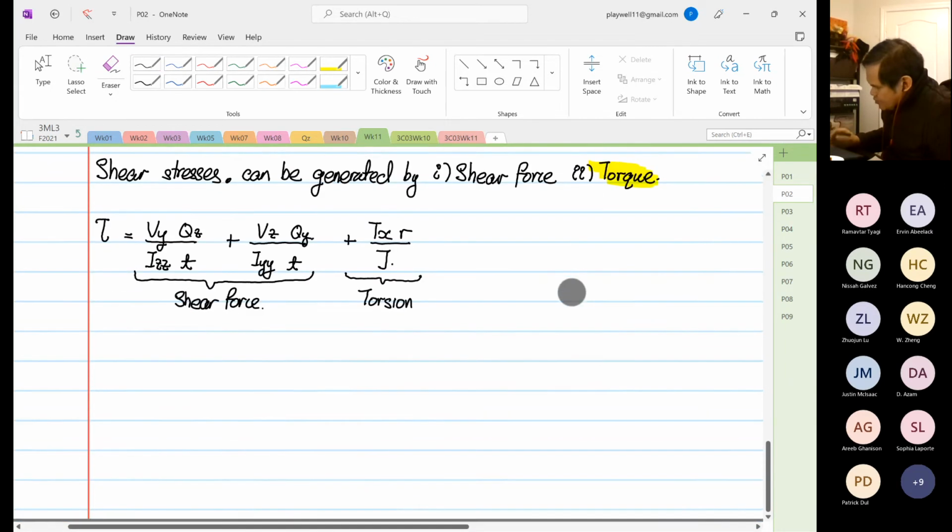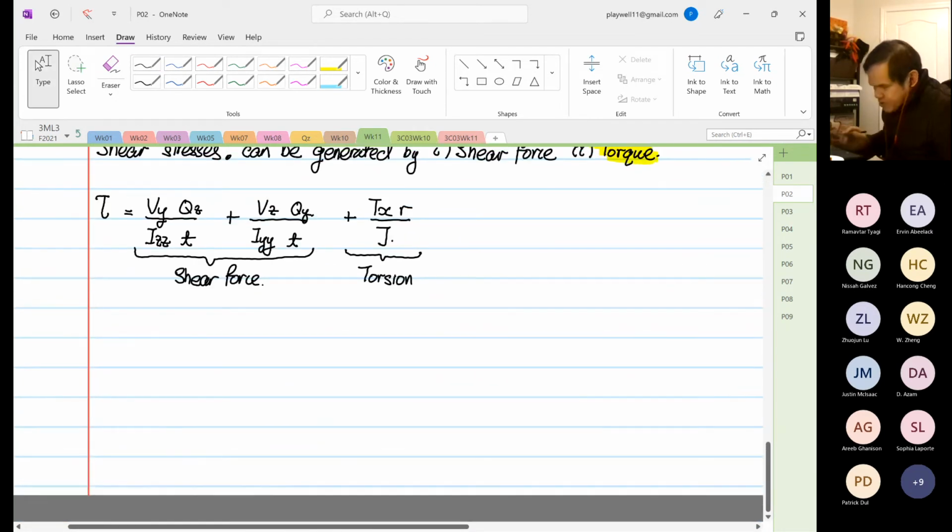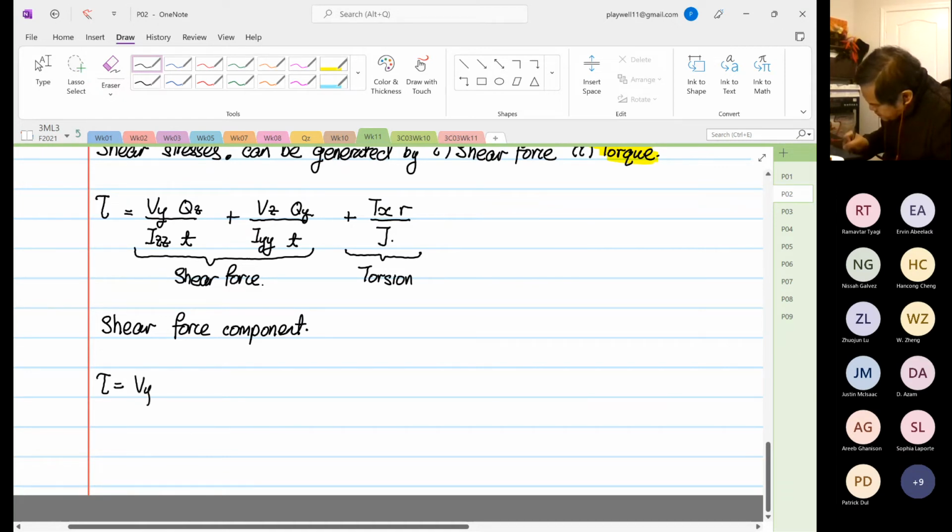Right. So coming back to here, let's look at the shear force. Okay, let's look at shear force. So if we look at the shear force component, so which is this equation now, I'm going to write it again. Okay, so some of you probably have nightmare looking at this equation. Okay, I had nightmare before.